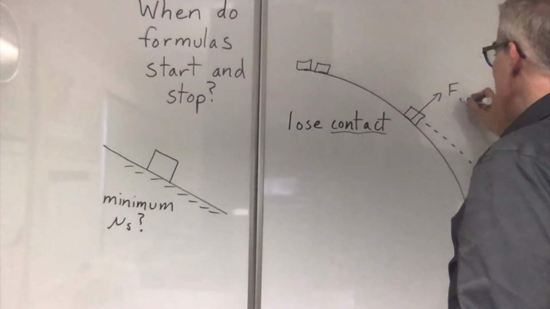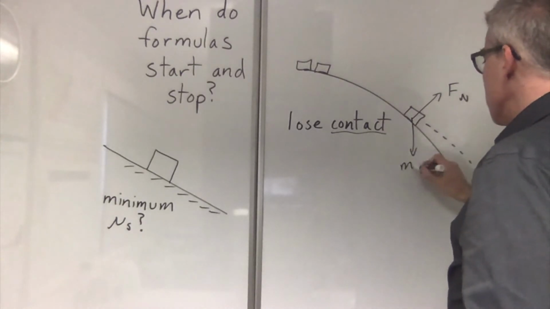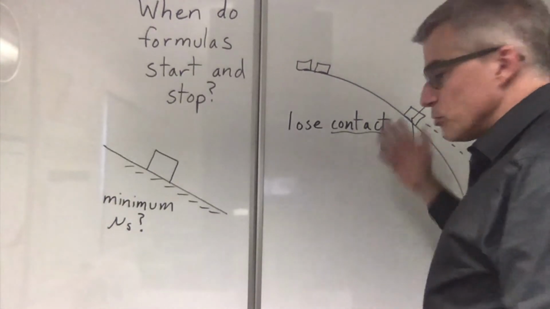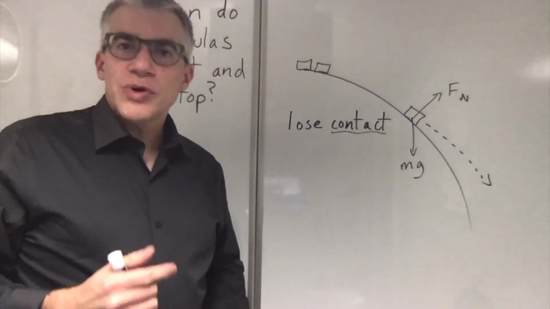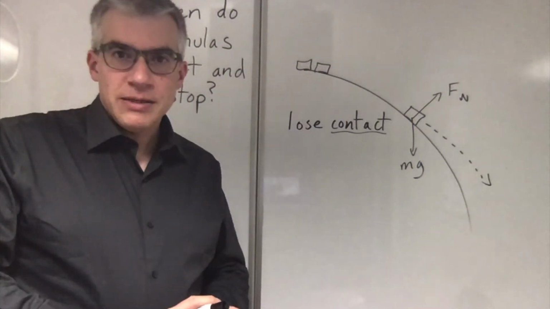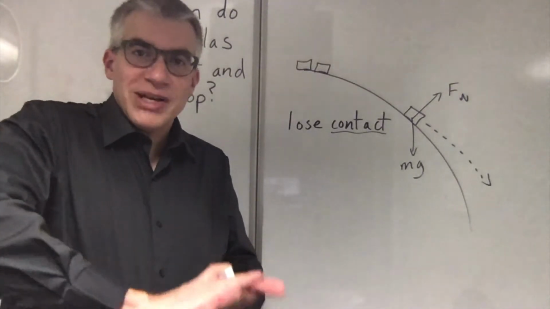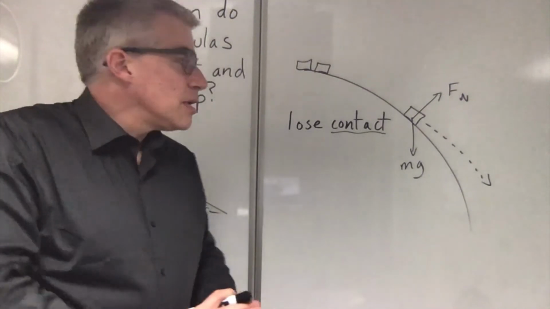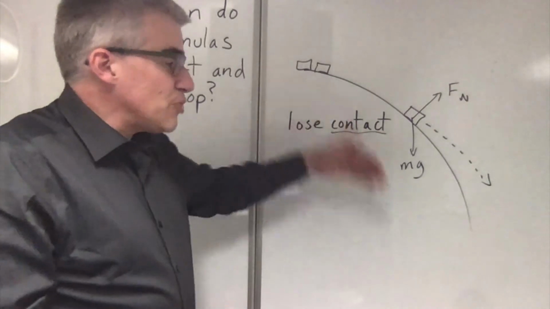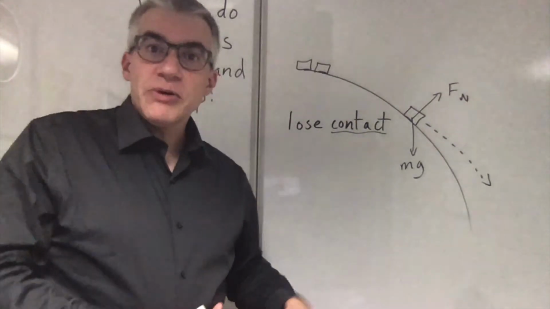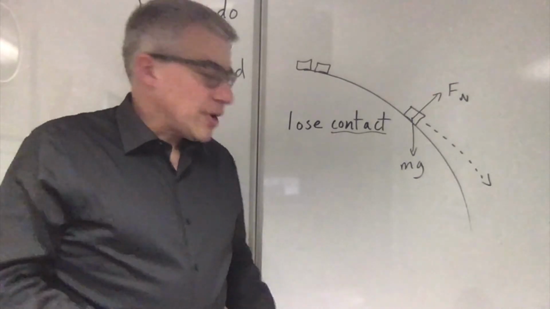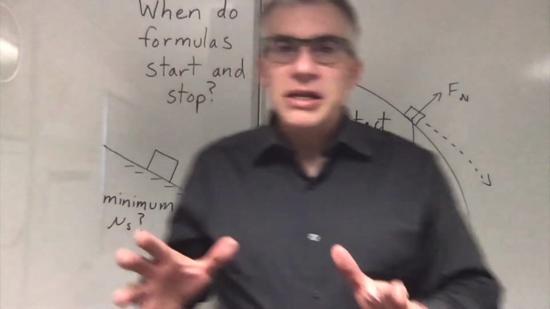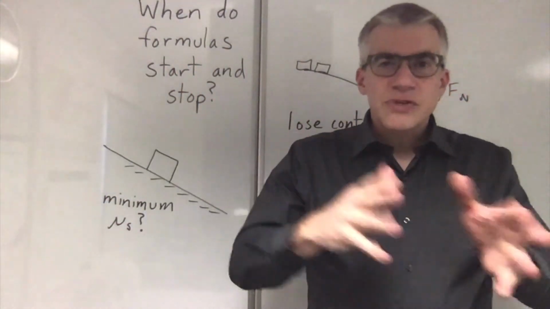We've got the normal force here, and we've got mg here, and the normal force has to drop down to zero. Because remember, normal force is your apparent weight. It's a measure of how hard you're being pressed against whatever surface. And when the normal force drops to zero, that's when you feel like you're floating, and then you can go airborne after that.